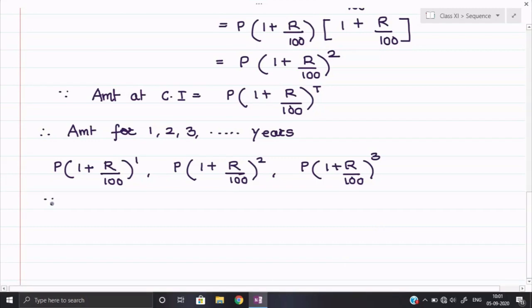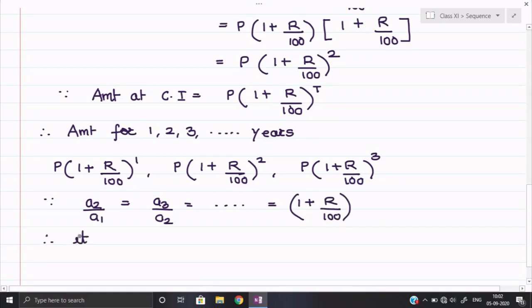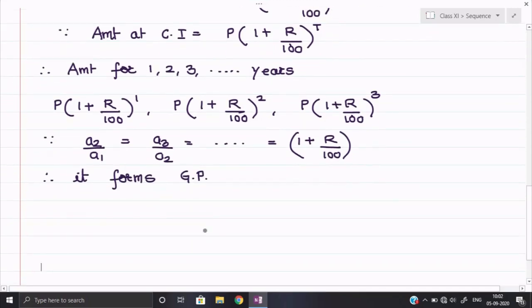So we can say that since A2 upon A1 is equal to A3 upon A2 is equal to, in the same manner, 1 plus R upon 100, therefore it forms a GP. Right, it is forming a GP over here, and since it is forming a GP, we can say that we can find out the value of the amount after certain years, which they are asking, with the help of GP itself.